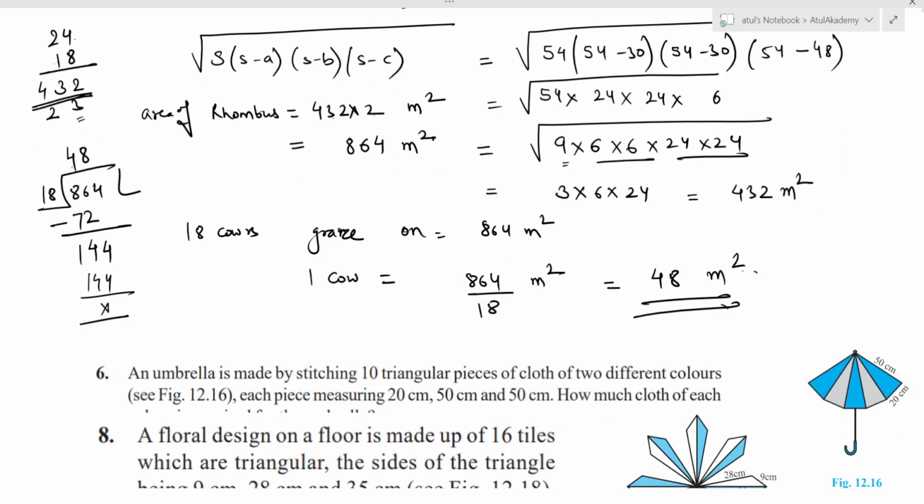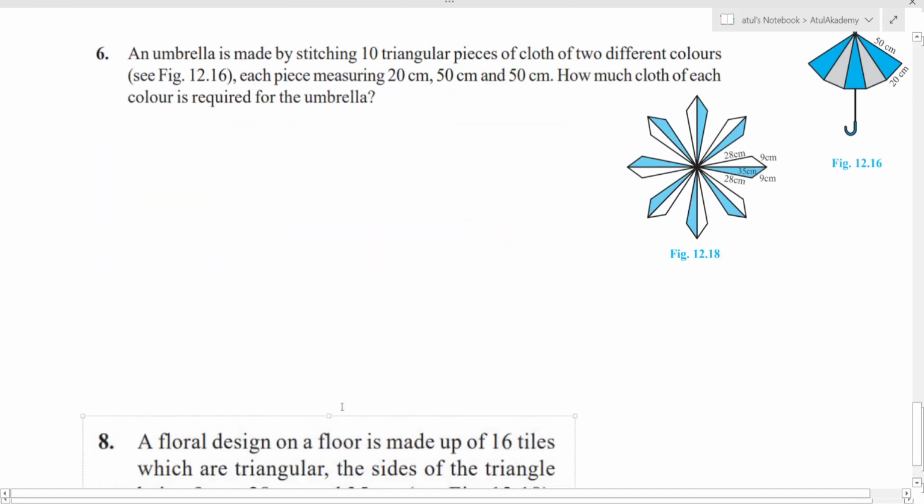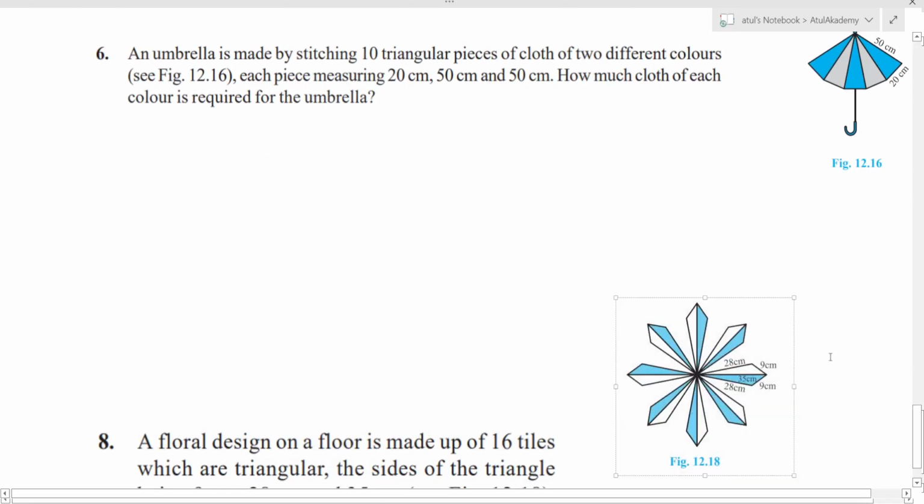Okay, students, I hope this question is also done. Now only these two questions are left. Let's just finish them faster. They are quite easy questions only. So let us see this question first.